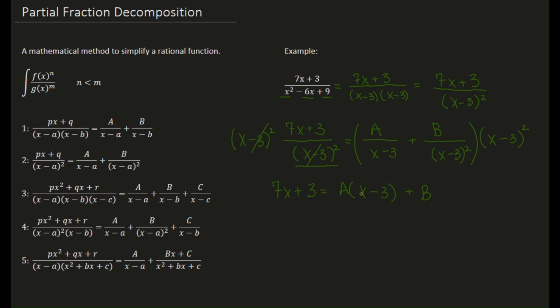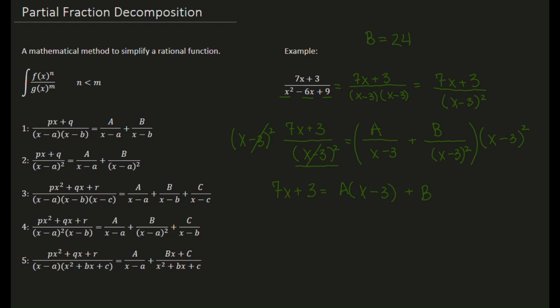The first value I want to pick is, let's let x equal positive 3. I pick positive 3 because I can see that a is going to cancel out, and then I can solve for b. So when x is 3, the left side of our equation becomes 24. On the right side of our equation, that a goes away, and I'm left with b equaling 24.